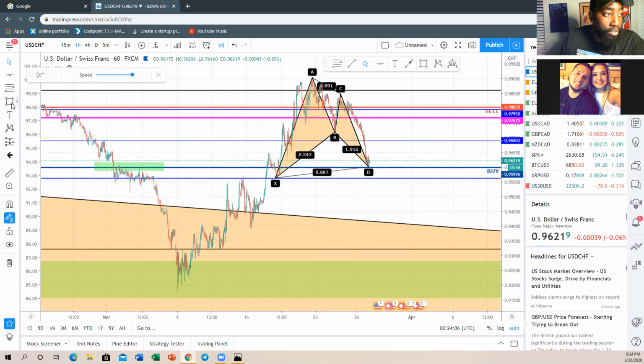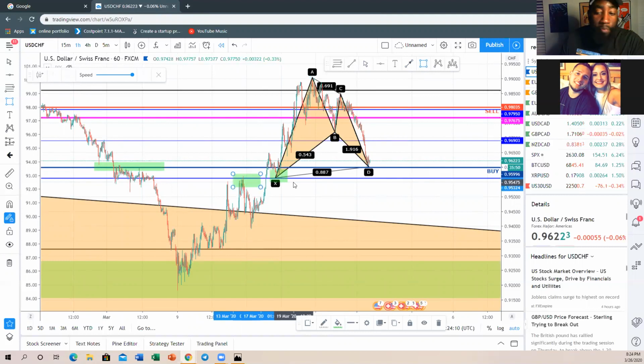You see, this was support right here, and then this is resistance, same line. So you know a price goes back to the point it came from before. So this could be a decent thing to buy right now. I don't know why I can't talk right now. Could be a decent thing to buy.